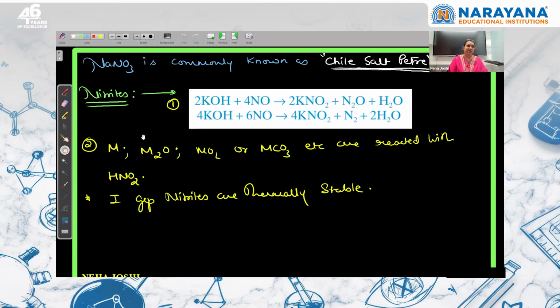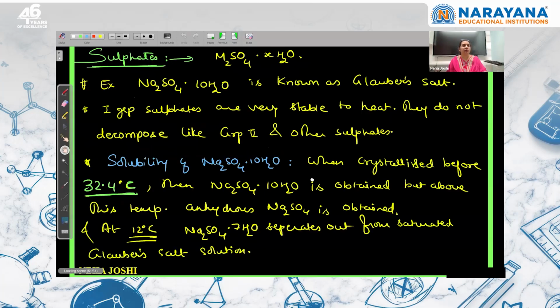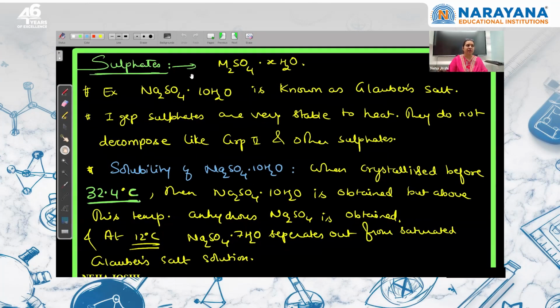Coming to nitrites, nitrites are very stable thermally. They do not decompose at all. Okay. And all of first group nitrites are water soluble. Next is sulfates. One very important compound in this first group is Na2SO4·10H2O, which is known as Glauber's salt. First group sulfates are very stable.